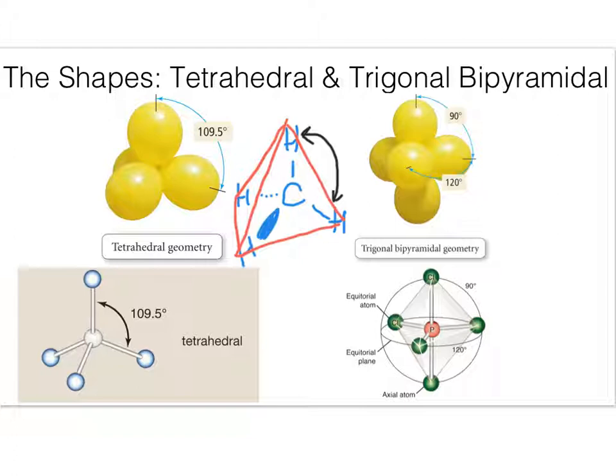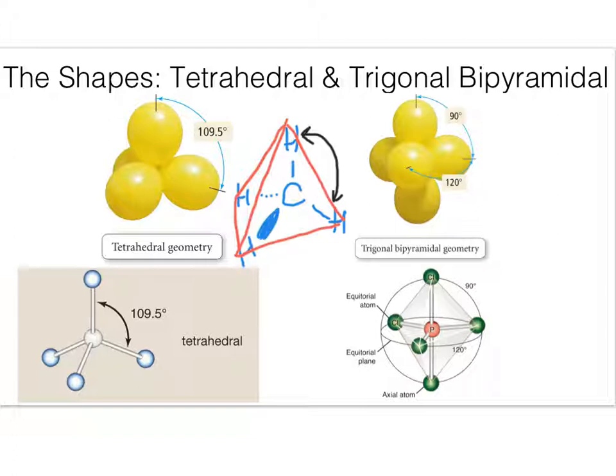If you had made this flat, they would have been 90 degrees to each other. 109.5 degrees is considerably farther apart than 90 degrees, which is a good thing because you're minimizing that electron repulsion.